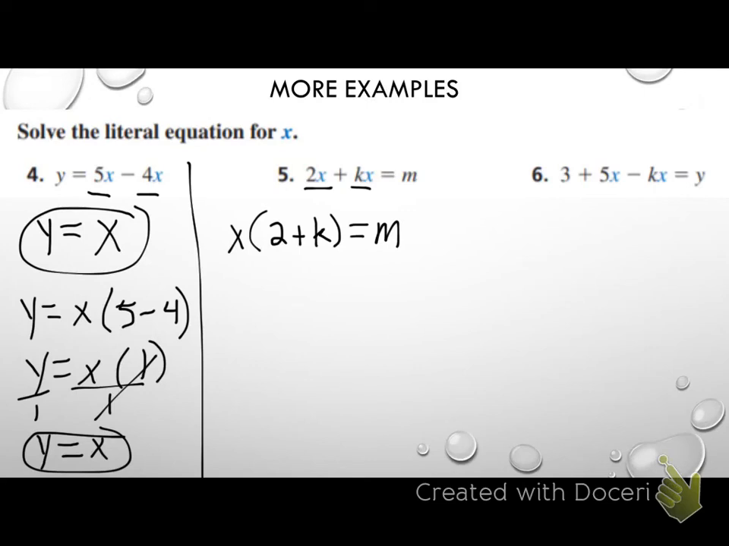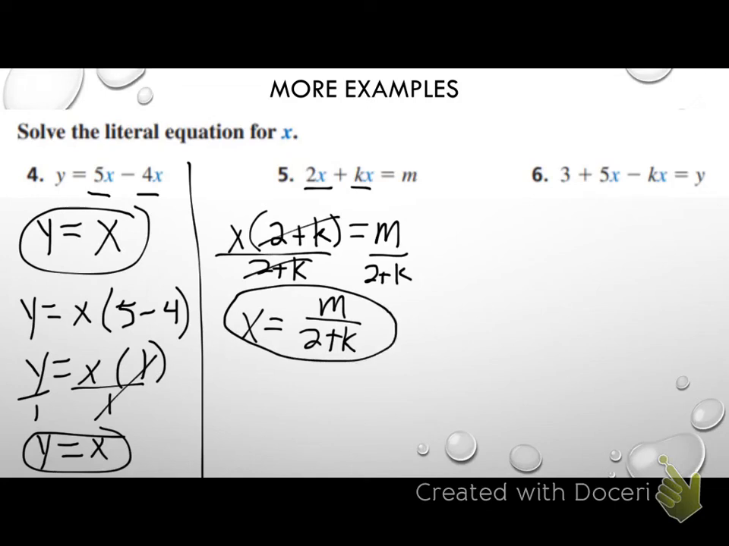How would I get x by itself now? Divide by 2 plus k. It'll cancel out in the numerator and the denominator. Whatever I do to the left, I have to do to the right. Is x now by itself? Yes. Yep, there's my answer. Questions on number 5? How are we feeling about this part?